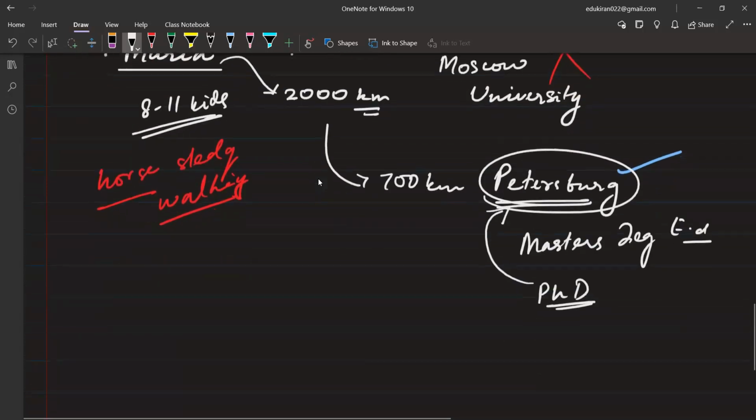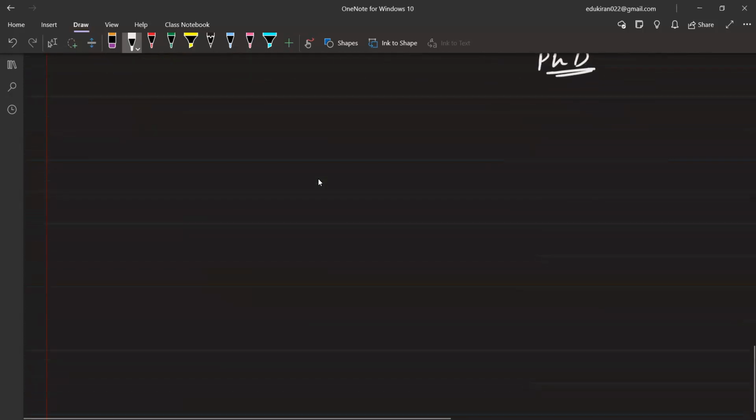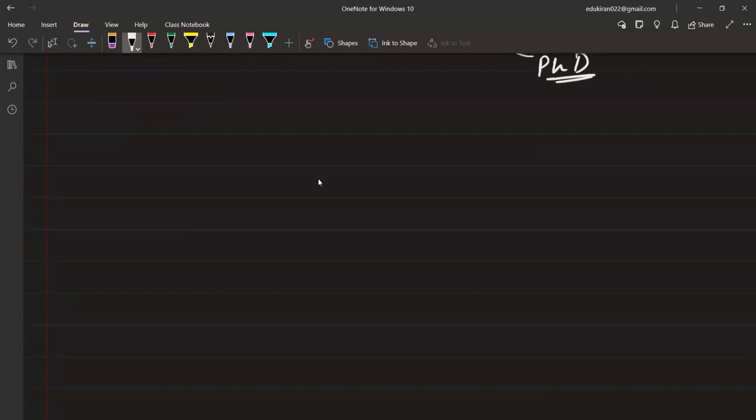Now let us move on to the periodic table contribution. Mendeleev's contribution is known as Mendeleev's periodic table. Please write. Mendeleev's periodic table.